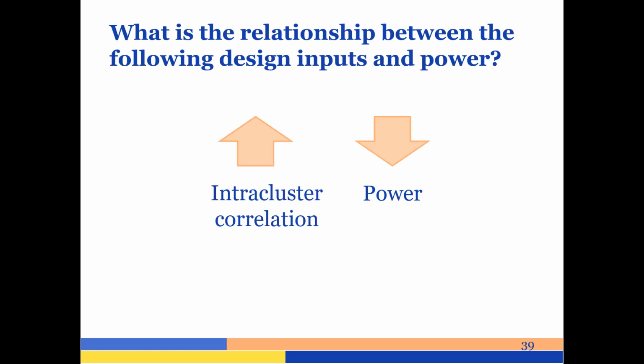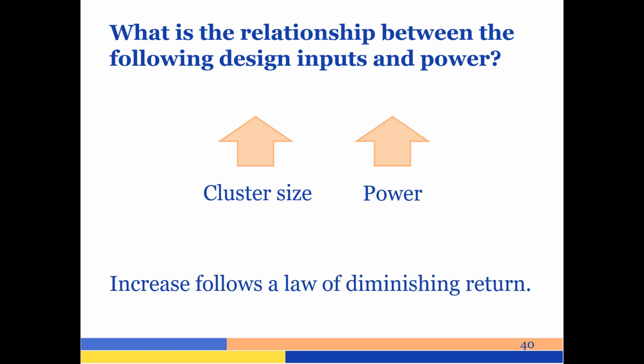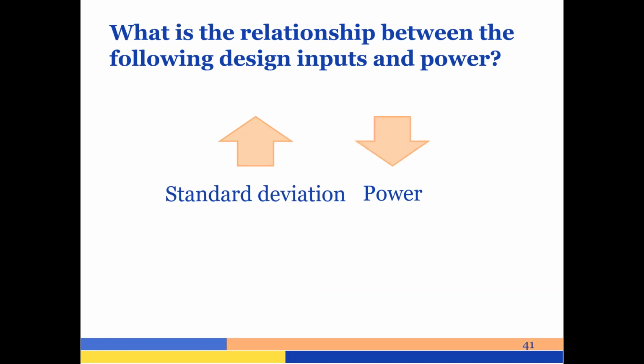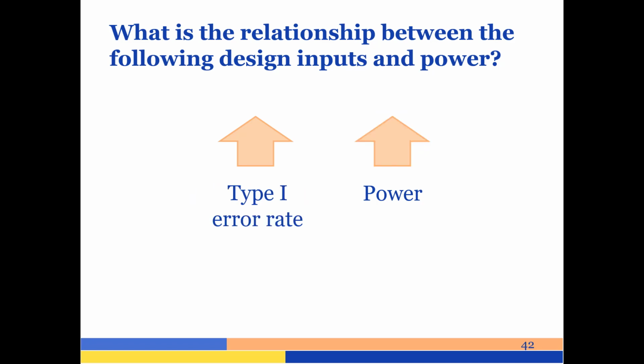Let's go through what we learned from these graphs. Power and intercluster correlation have an inverse relationship. As one increases, the other decreases. Power and cluster size have a direct relationship. They both move in the same direction. Power and standard deviation have an inverse relationship. Power and type 1 error rate have a direct relationship.